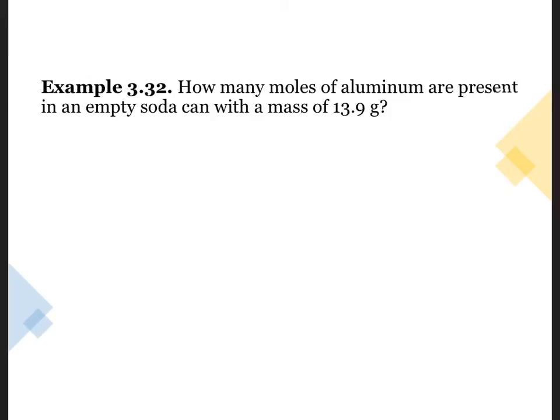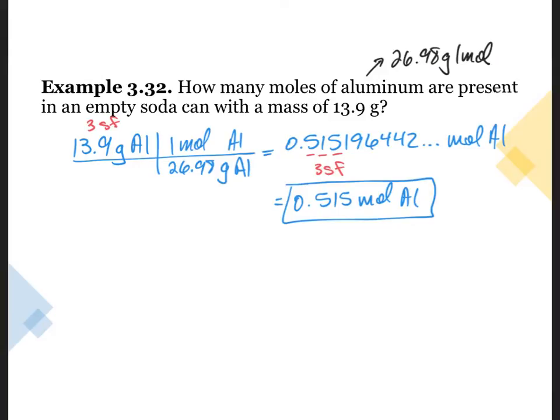How many moles of aluminum are present in a can with a mass of 13.9 grams? First, we write down what we're given, grams of aluminum. We consult the periodic table to find the molar mass of aluminum is 26.982 grams per mole. Plugging that in as a conversion factor, we get 0.515 moles of aluminum.